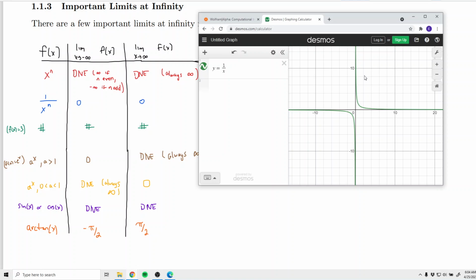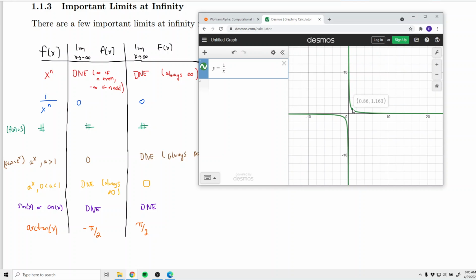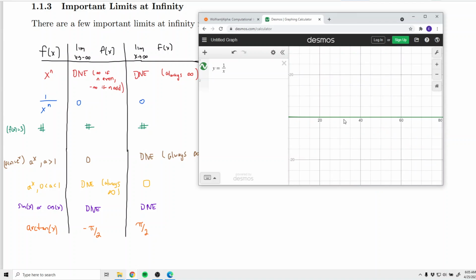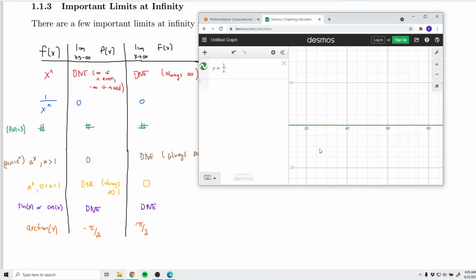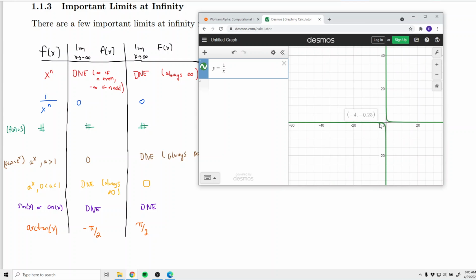Go ahead and scroll in a little bit. But what this is saying is as we go to the left, the y value goes to 0. As we go to the right, the y value goes to 0. As we go to the right, we can see the y value is definitely going to 0. If you scroll out, it just keeps going to 0. I can keep going to the right. It's going to keep getting closer and closer to 0. And now if I go to the left, the same thing's happening.